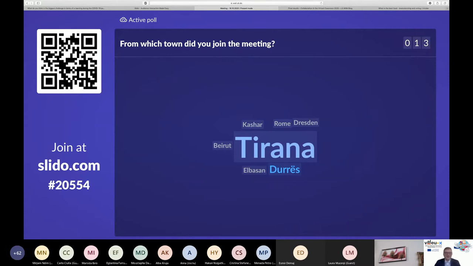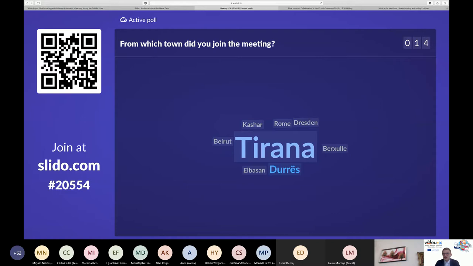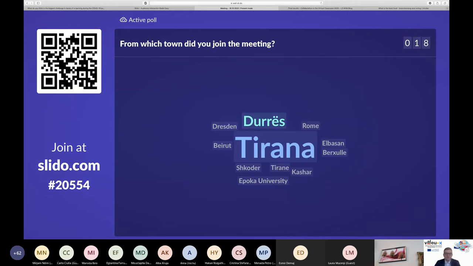Feel free to scan the QR code or join at Slido if you're not able to scan. It's very easy. Just enter your answer and we will see where all the participants come from. I will wait 30 more seconds for all the participants to answer here. Great, Škodra. Hello to Škodra. So 17 answers, 18, great.